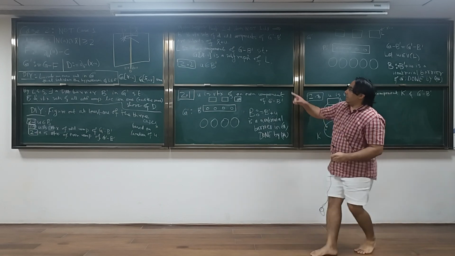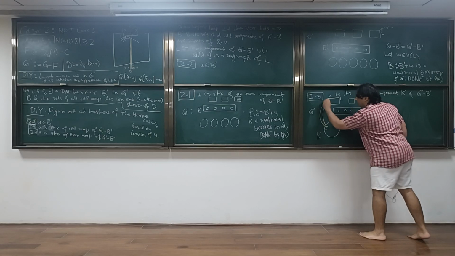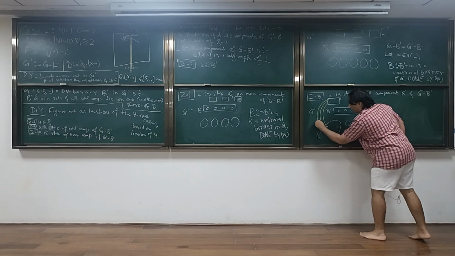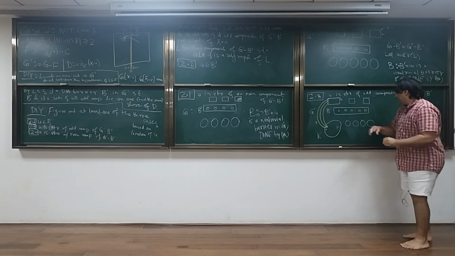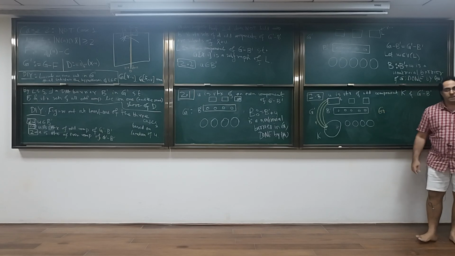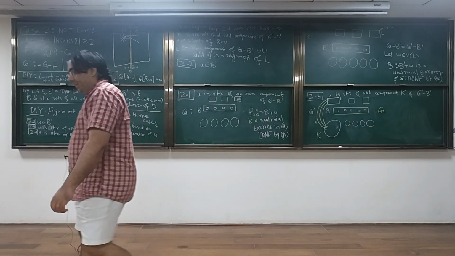How many did I have? I had 3 edges there. I'll put 3 edges. All these capital F edges, these are the capital F edges. If we include them, we are in the graph G. Yeah? This is the difference between G prime and G.